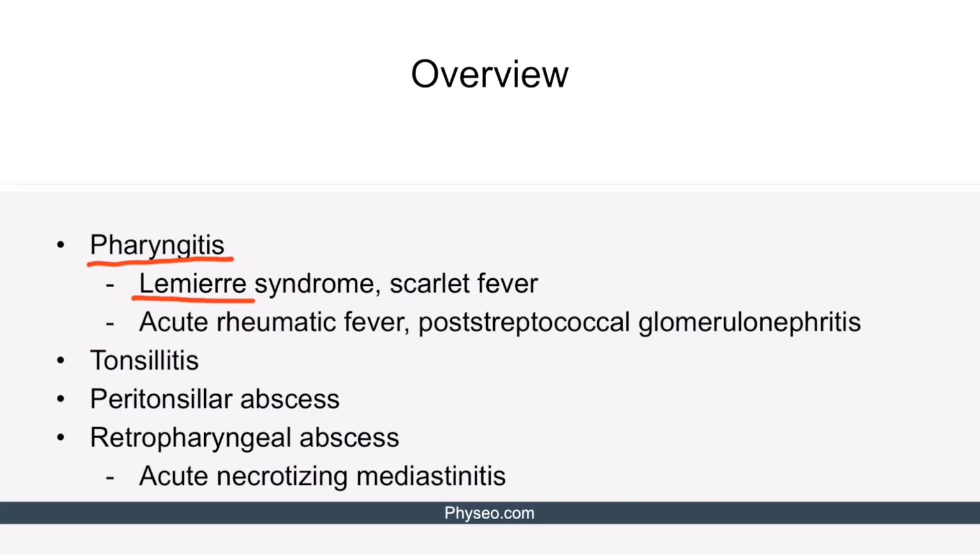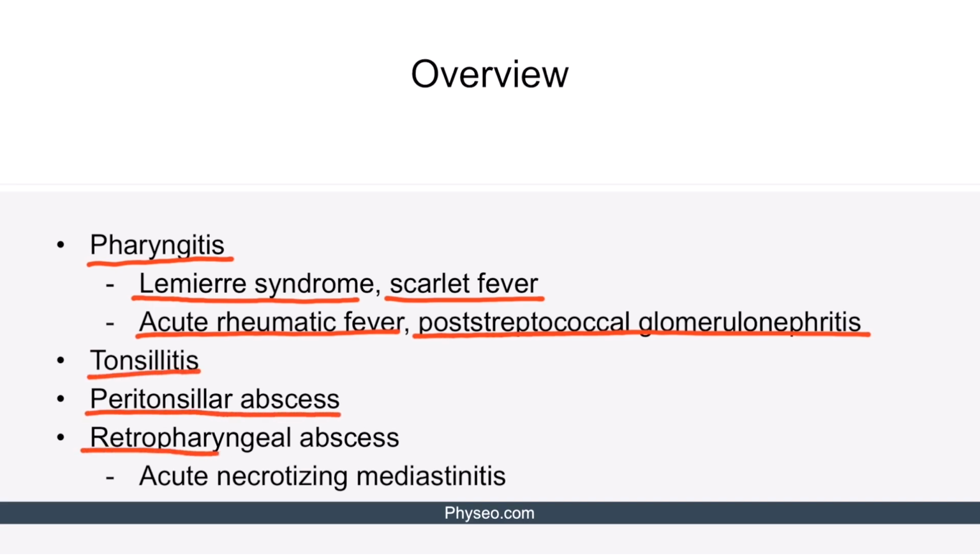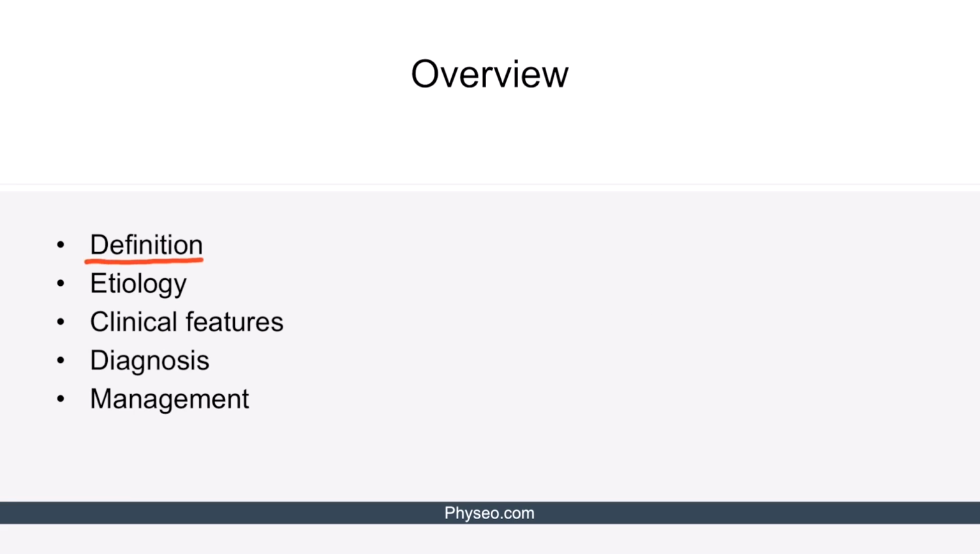namely Lemierre syndrome, scarlet fever, acute rheumatic fever, and poststreptococcal glomerulonephritis. We'll then move on to a discussion of tonsillitis, peritonsillar abscess, and retropharyngeal abscess, along with its most notable complication of acute necrotizing mediastinitis. Let's begin with a general definition, etiology, clinical features, diagnosis, and management of pharyngitis.